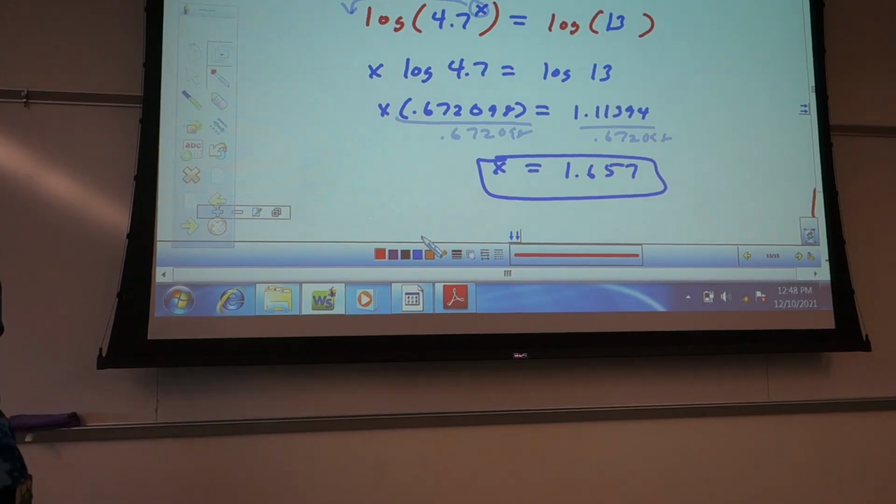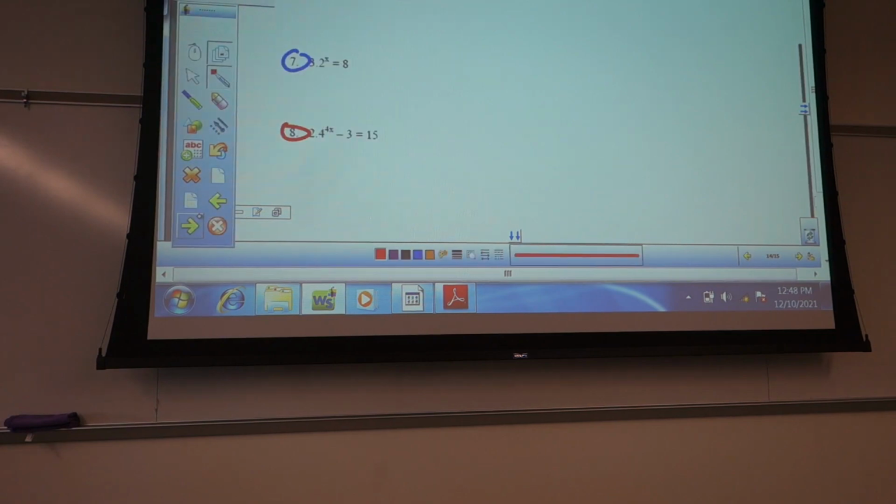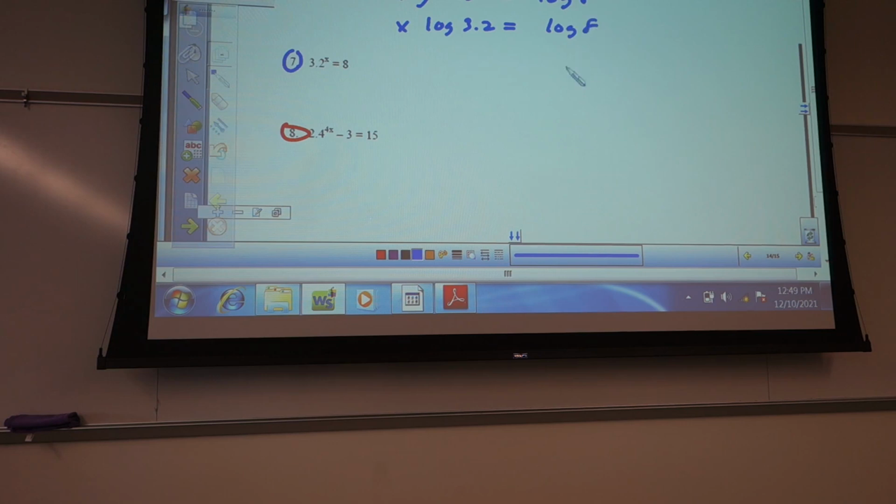Let's go with that first one, number 7. I'm going to take the log of both sides. So log of 3.2 to the x equals log of 8. That's going to allow me to grab him and put him in front. So now I can say that x times log of 3.2 is equal to log of 8. I said find the log of 3.2. What's the log of 3.2? Anybody find it?